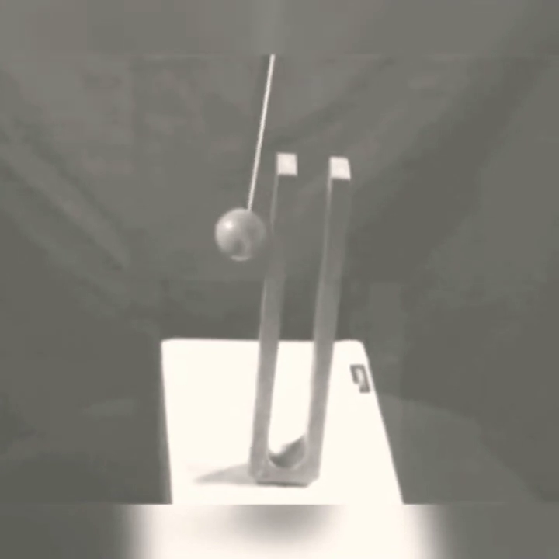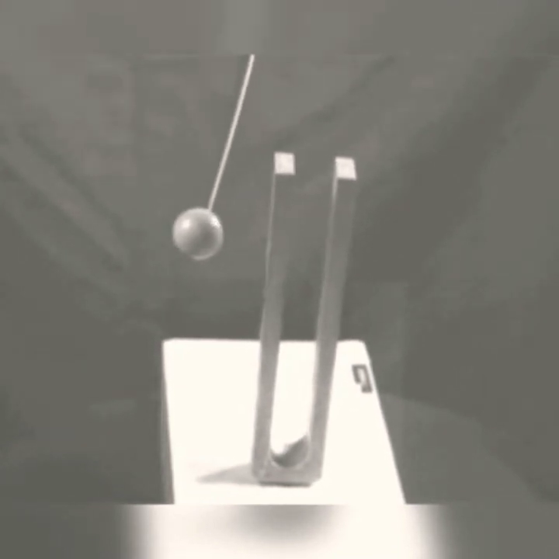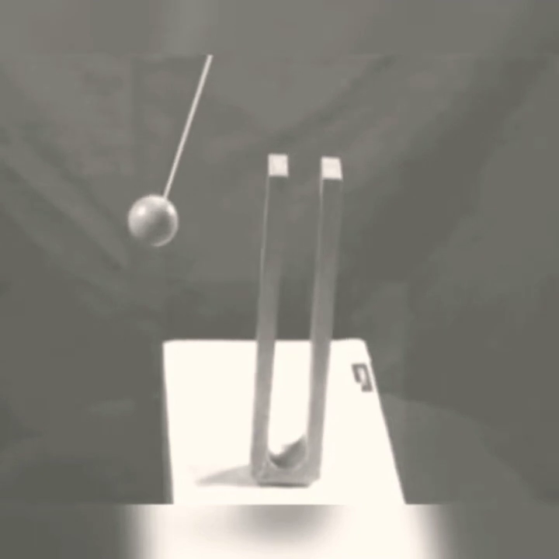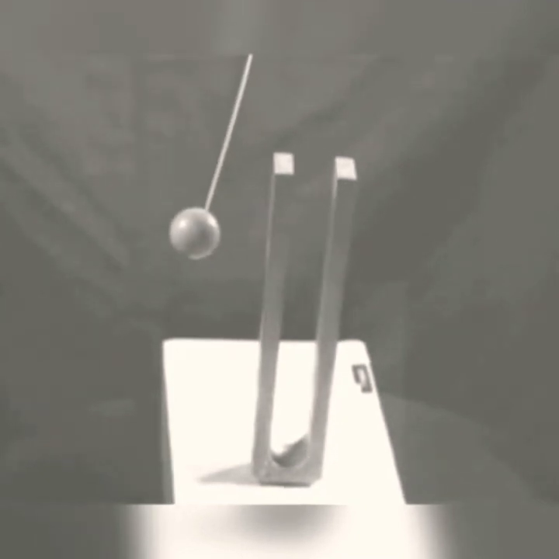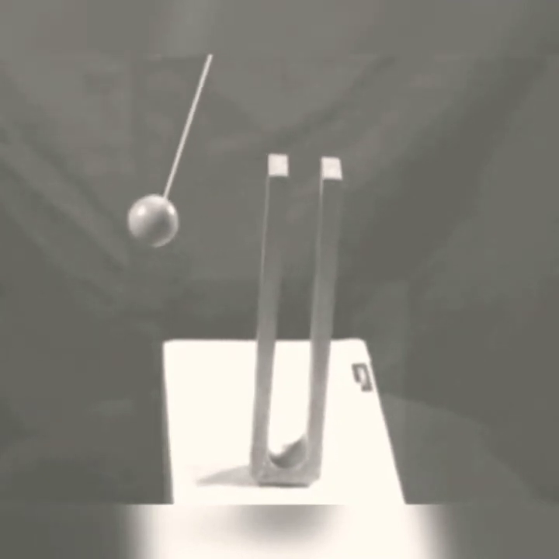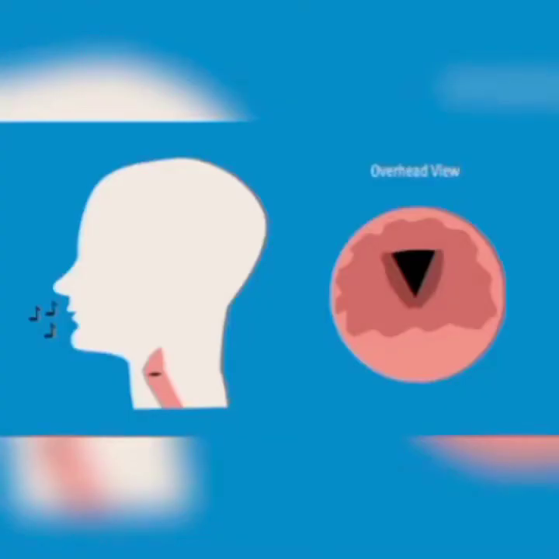Sound is produced through vibrating objects. Whenever an object vibrates in to and fro motion, sound is produced. In our speech, the vibrating object is the vocal cord and the medium is air. When we speak, our vocal cords vibrate, producing fluctuations in air pressure that spread as waves.